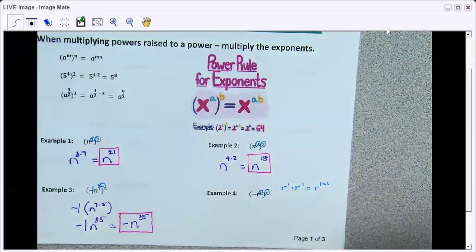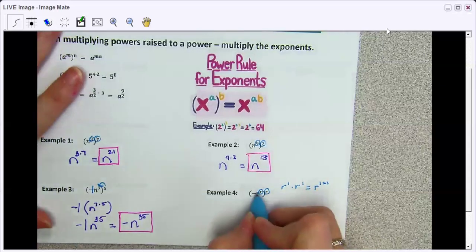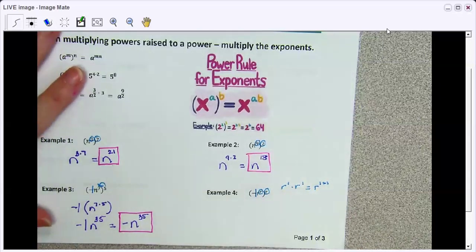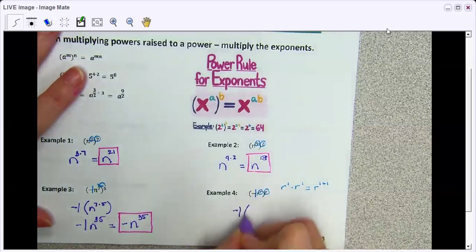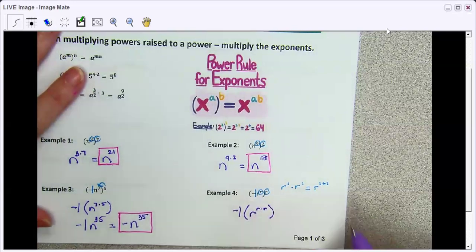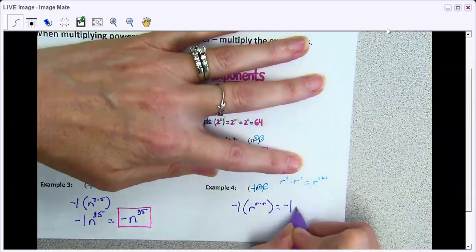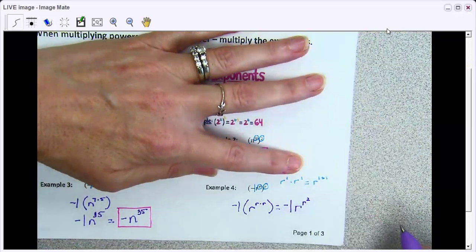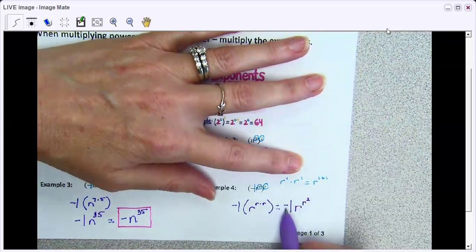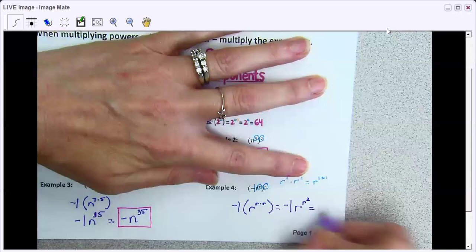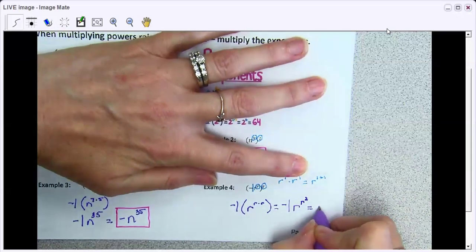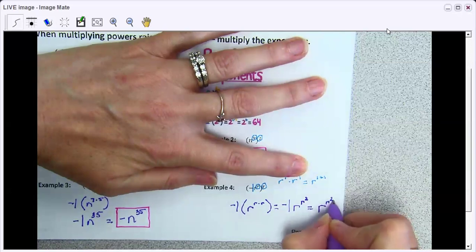So sometimes we're using multiple rules at one time, and so we have to be very careful. Again, there's a -1 there. So we have -1 times r raised to the power of r times r. This equals -1 times r raised to the power of r squared. And again, you don't need that -1. If you put it there, that's okay. But your final answer will be r to the power of r squared.